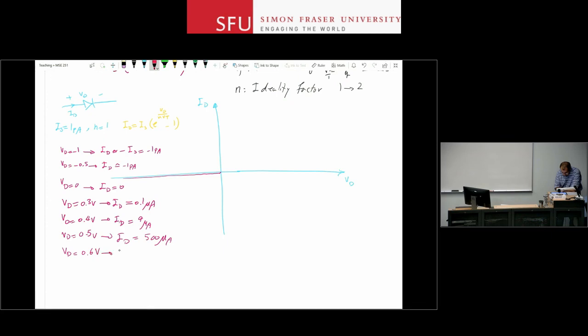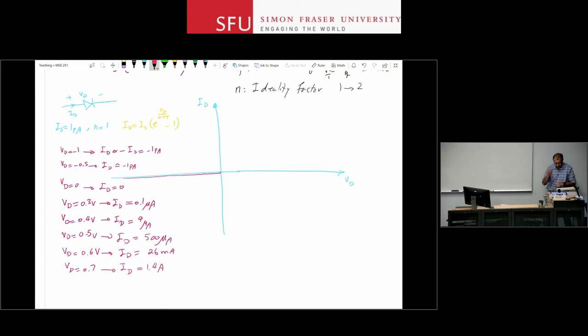0.6 volts gives you 26 milliamps, and a VD of 0.7 volts gives you an ID of 1.4 amps.